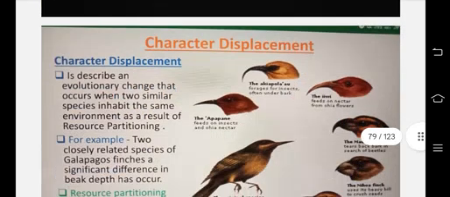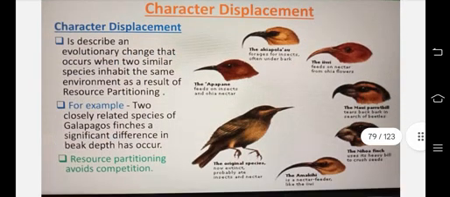Character displacement. Character displacement is described as an evolutionary change that occurs when two similar species inhabit the same environment, as a result of resource partitioning. For example, in two closely related species of Galapagos finches, a significant difference in beak depth has occurred. Resource partitioning avoids competition.